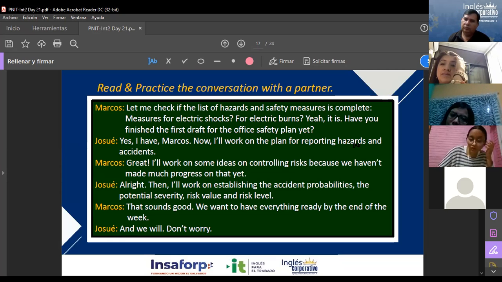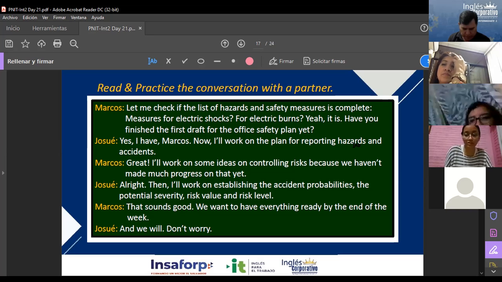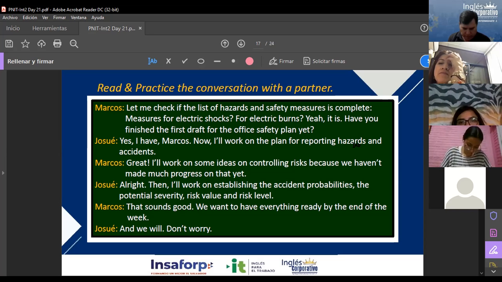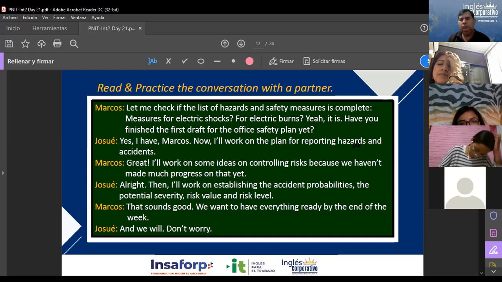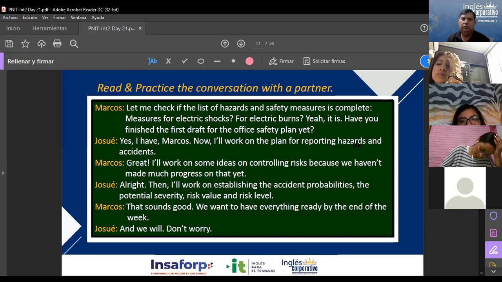Okay, let me check if the list of hazards and safety measures is complete. Measures for electric shocks, for electric burns? Yeah, it is. Have you finished the first draft for the office safety plan yet? Yes, I have, Marcos. Now I'll work on a plan for reporting hazards and accidents. Great. I will work on some ideas on controlling risk because we haven't made much progress on that yet. All right, then. I'll work on establishing the accident probability, the potential severity, risk value, and risk level.